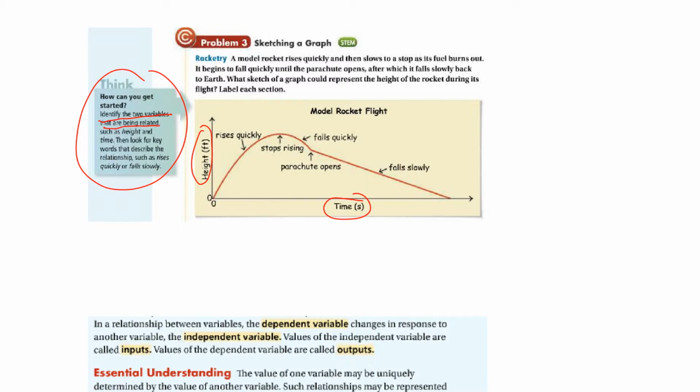First, the rocket rises quickly. If we follow what it says here, it slows to a stop, stops rising. It begins to fall quickly, the parachute opens, and then it falls slowly to the ground where it stops.